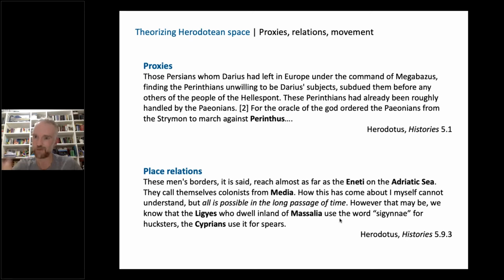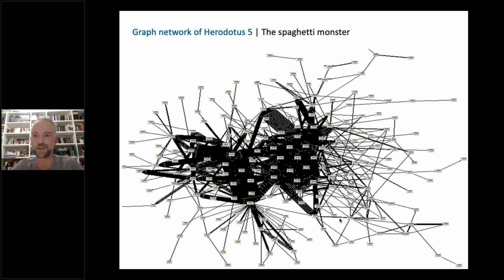So we went through every clause of book 5, identifying people, places, looking at the relationships between them, using a very basic technology, an Excel spreadsheet, identifying the place for people and then the relationship, and we ended up with this. So any digital humanities talk that mentions networks or relations has to have a spaghetti monster. So here's mine, the hairball.